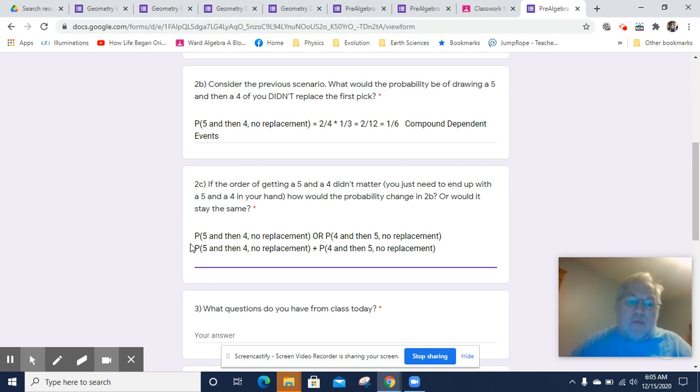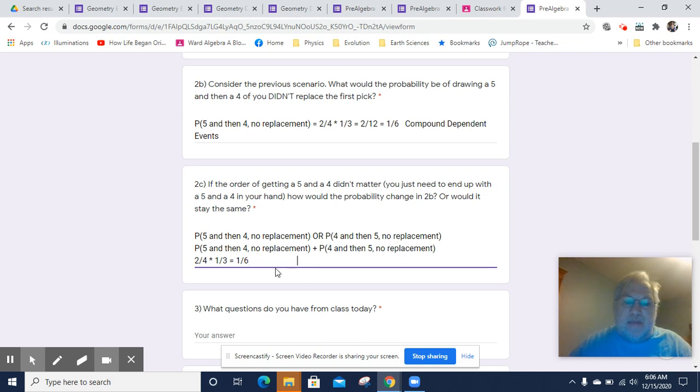So the probability of getting a 5 and then a 4, no replacement, we just worked out. It's 2/4 times 1/3. So there's 2 5s to pull from out of 4, and then there's 1 4 out of 3. So that one is 2/4 times 1/3, which equals 1/6. We already worked that out.